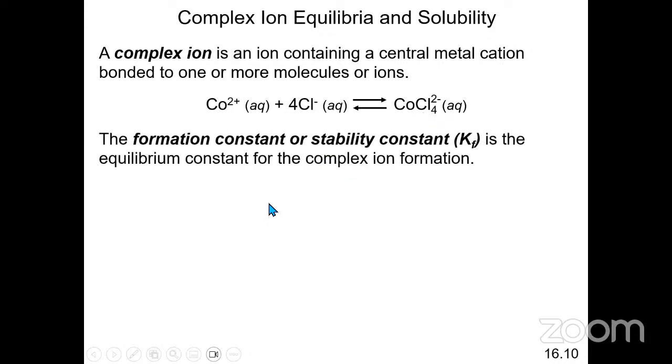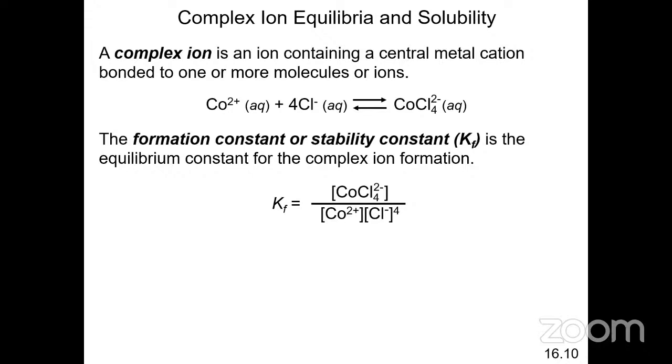Now, one thing about complex ions is, for one, it's an equilibrium system, and therefore we can write down an equilibrium expression for the complex ion formation. So in this particular case, the equilibrium constant is equal to the concentration of the complex ion divided by the product of the concentration of the cobalt 2+ and the chloride ions raised to the 4th power. And the equilibrium constant for these complexes, we call the formation constant or stability constant.